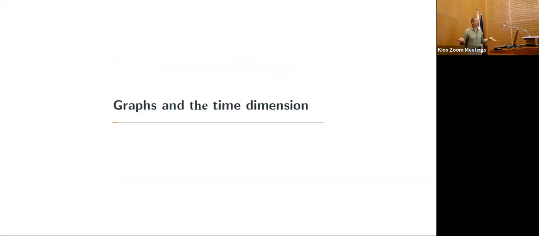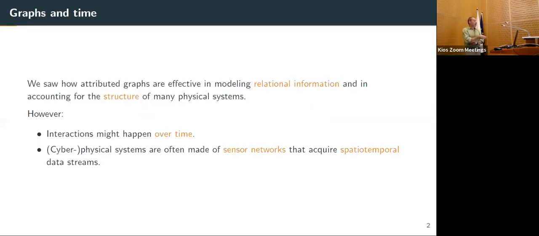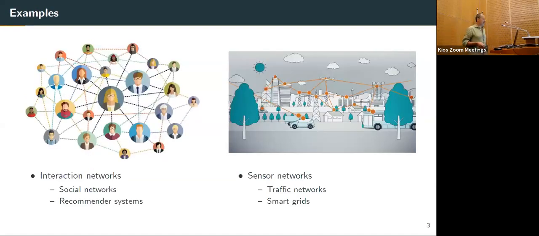Okay, graphs and time dimension, and then again, we focus on systems. You know this much better than me. We have interaction networks where you have time too. So over time, we exchange information. So social networks, recommender systems, sensor networks, smart grids, traffic networks, physical sensors.